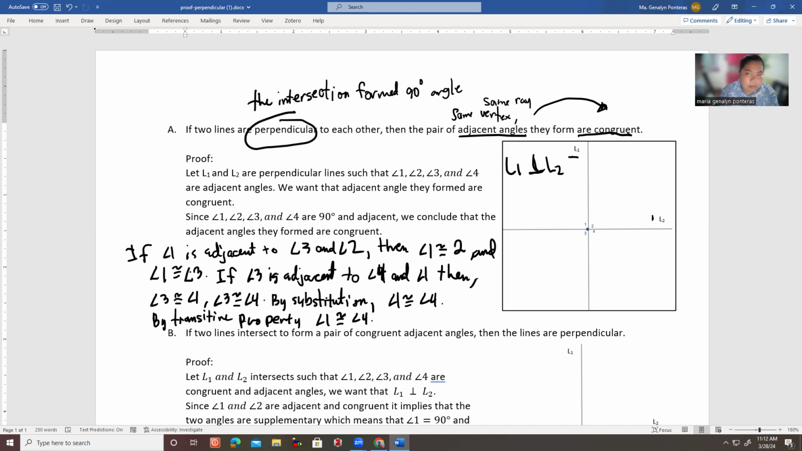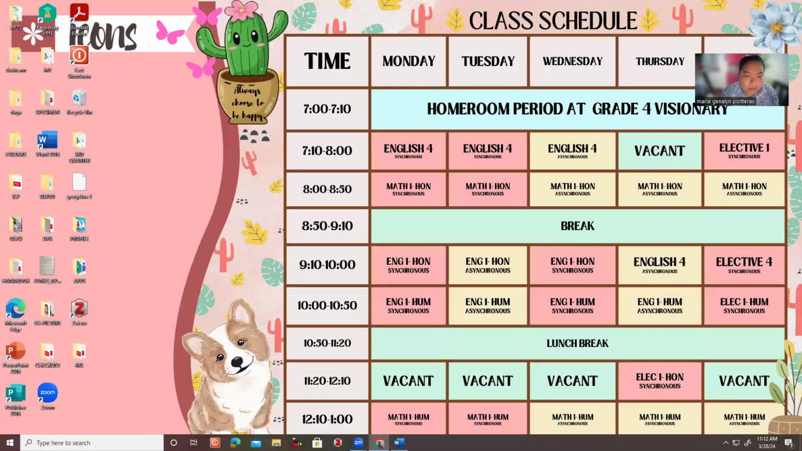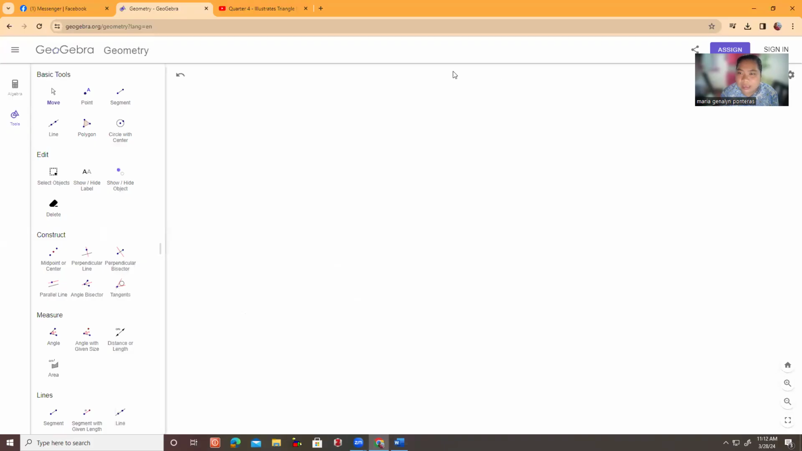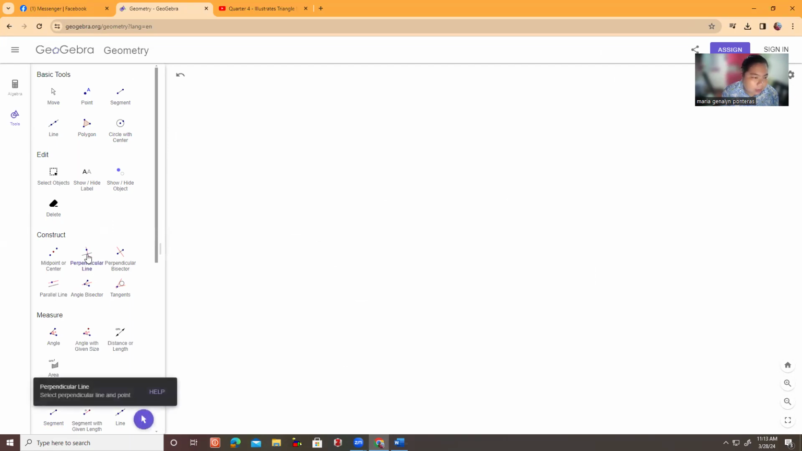So, how about if we try to construct perpendicular lines? Let's have the GeoGebra geometry. What I have here is an online GeoGebra geometry. You can download it on your phone or gadget. Here at this tab, we need to construct a perpendicular line. If you click perpendicular line, it will tell you an instruction below: select perpendicular line and point. So we need to make first a line.